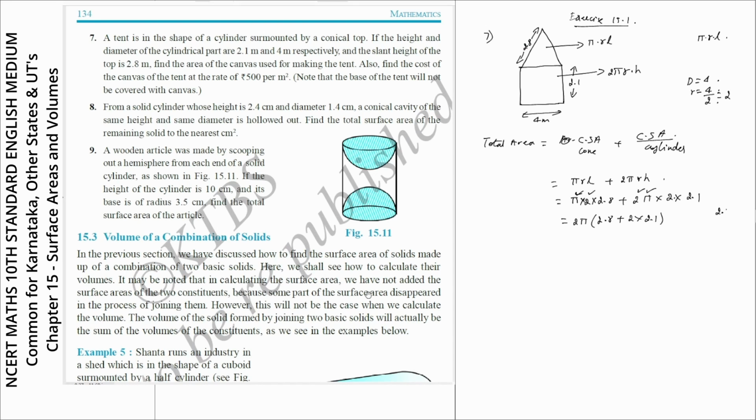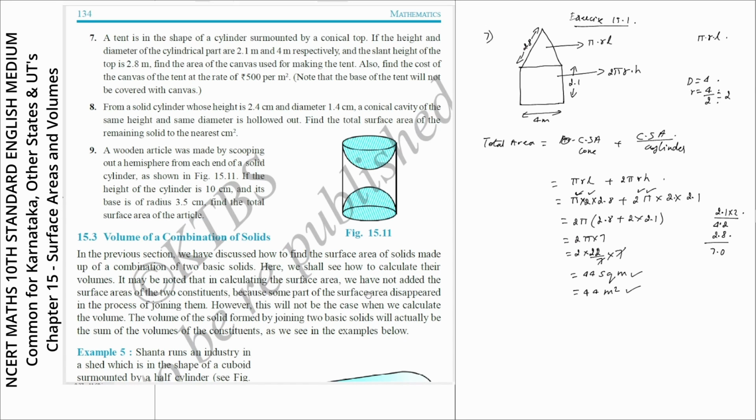2.1 into 2 is 4.2. 4.2 plus 2.8 is 7. So 2 pi into 7 I am getting. So this is 2 into pi, which is 22 by 7, into 7. 7 will get cancelled. I am getting 44 square meters, or you can write it as 44 meter square. Both are correct.